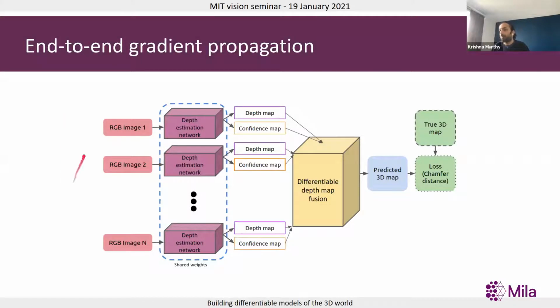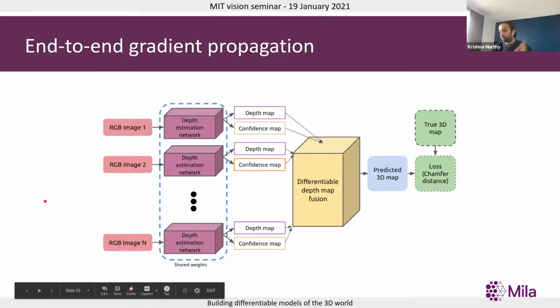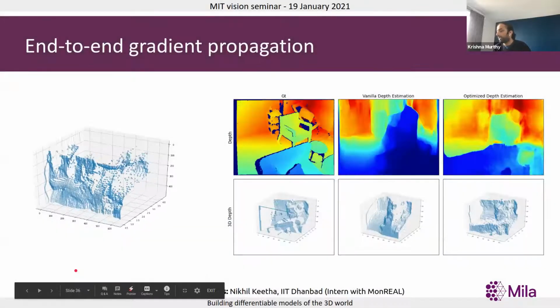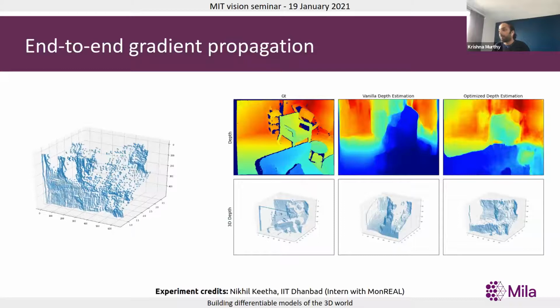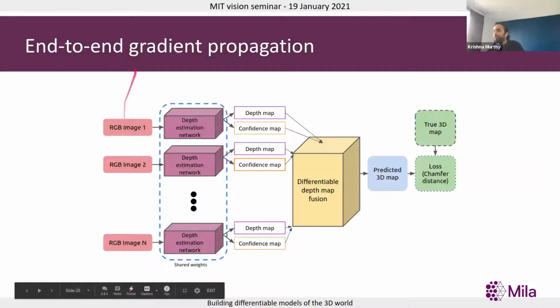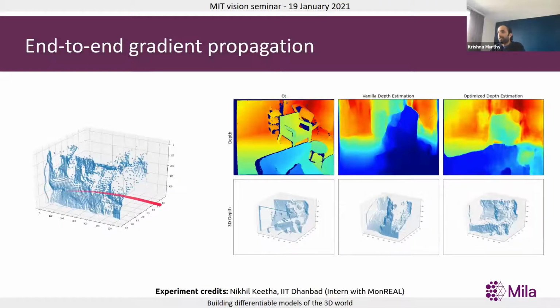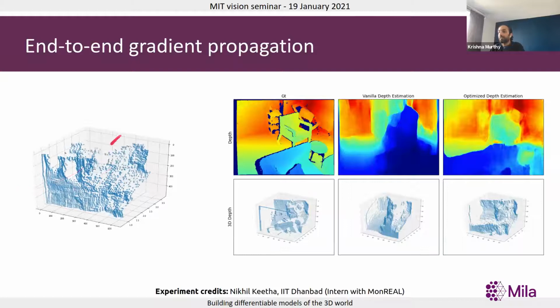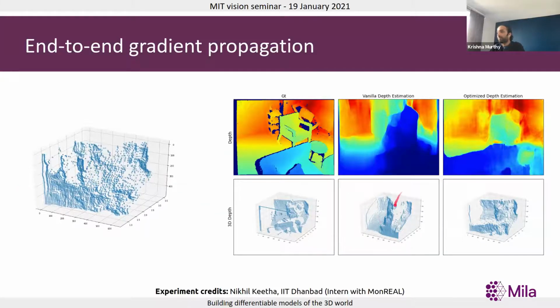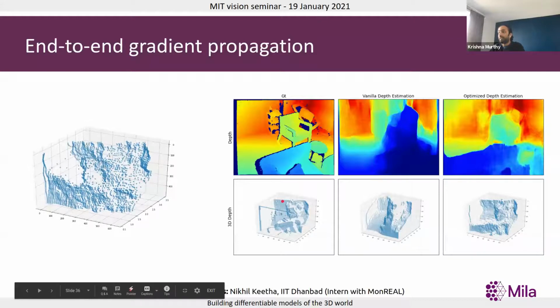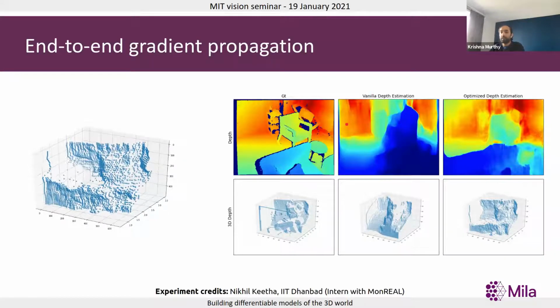For instance, this is actually work by an intern at our group, Nikhil. He's an undergrad at IIT Dhanbad, and what he did was just take these RGB images, feed them in through a depth estimation network, and then fuse them with GradSlam, compare with a true map, and then backprop. So what would ideally happen is this is your 3D depth, and as you keep optimizing, your predicted depth starts approaching the 3D depth. And this is much better than just learning depth maps via 2D supervision.